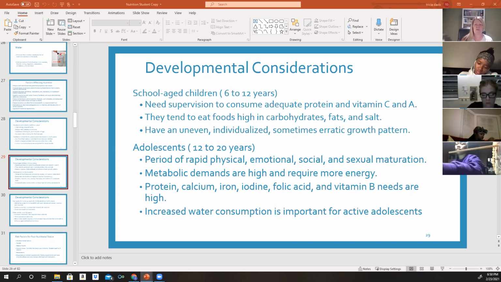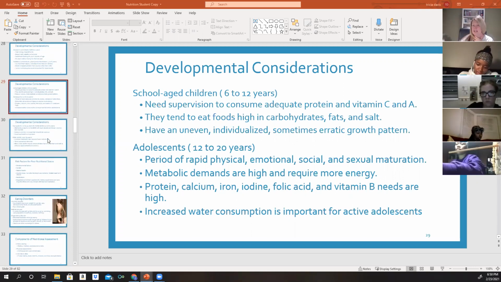Then you have adolescents, 12 to 20 years old. This is a period of rapid physical, emotional, social, and sexual maturation. Metabolic demands are high and they require more energy. They need a lot of protein, a lot of calcium, iron, iodine, folic acid, and vitamin B. Increased water consumption is very, very important for this active group. Children in this group tend to consume inadequate amounts of fruit, vegetables, whole grains, and dairy products. So something to watch out for with the kids.